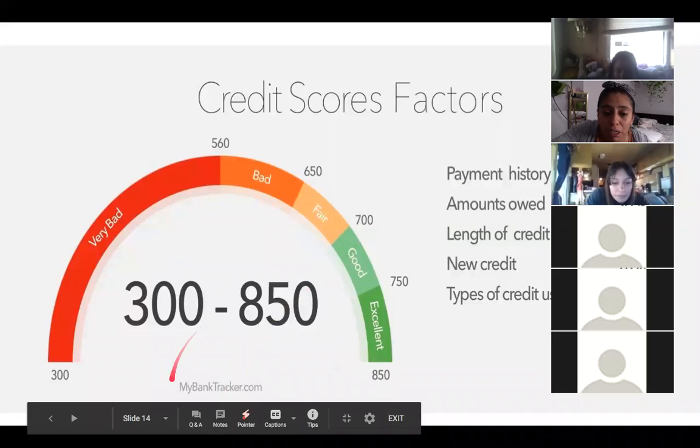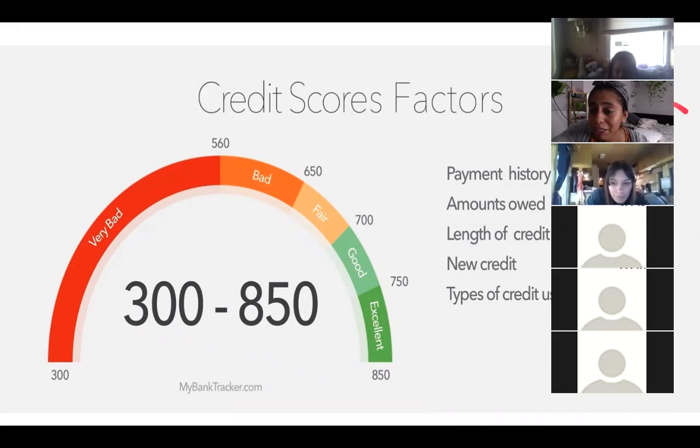How is this number, whether it's a 300 and 850, calculated? Well, 35% of it, please take notes on this, is based on your payment history. And what is payment history? Payment history is the amount of time and how well you managed it. Okay, so let's say you get a secured credit card, the first month, the second month even that you're doing your payments well, won't even count much. It's not until like the 6th, 7th month when your credit score kicks in.